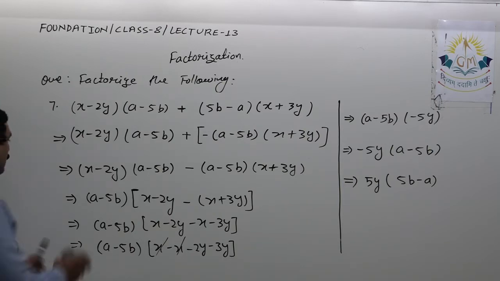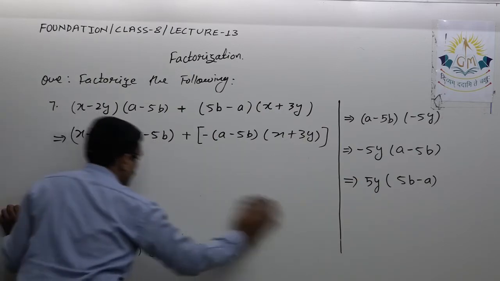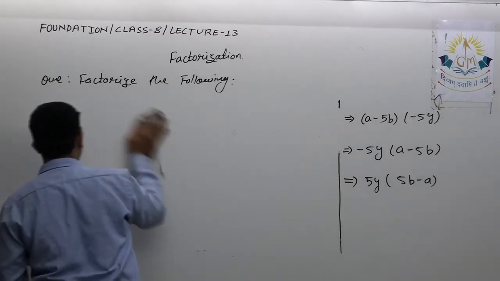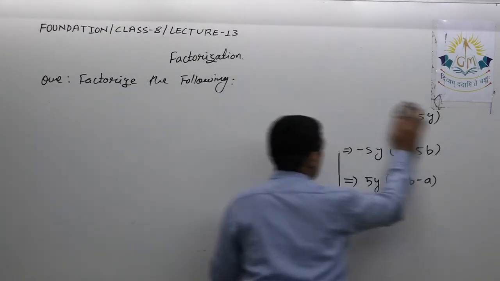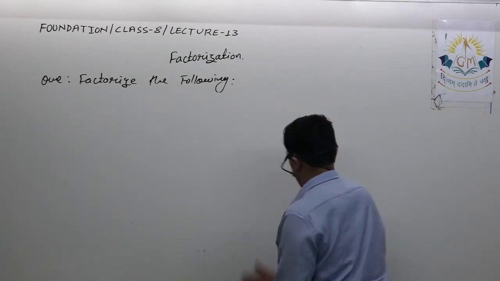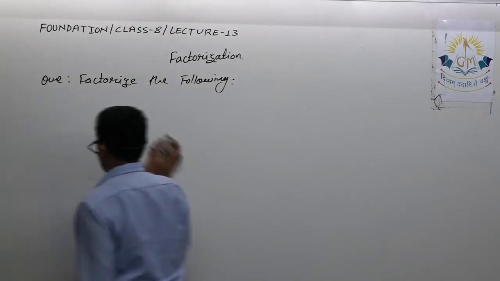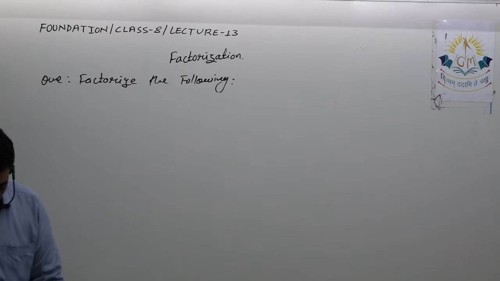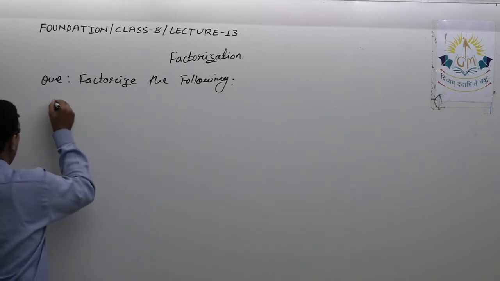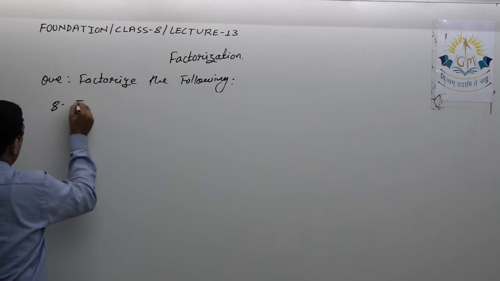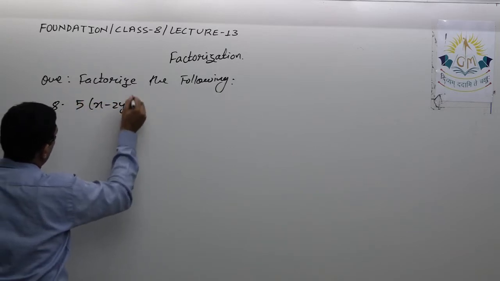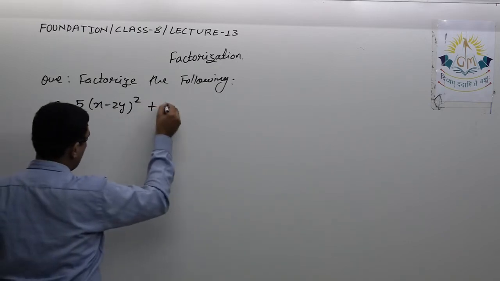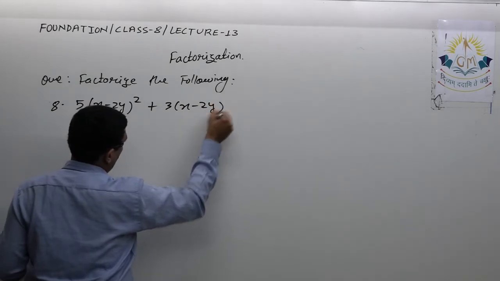Now let us see the next question. Next is (5x minus 2y) whole square plus (3x minus 2y).